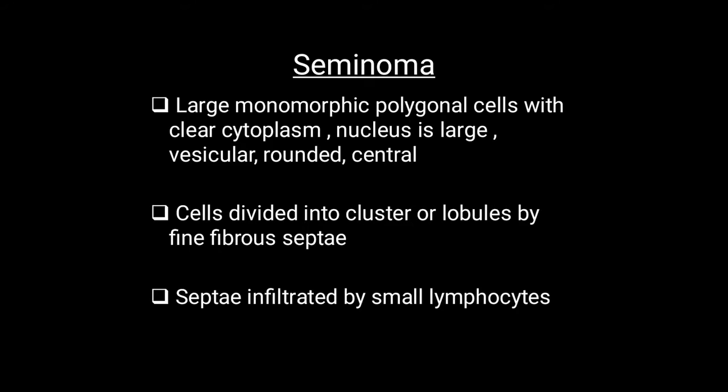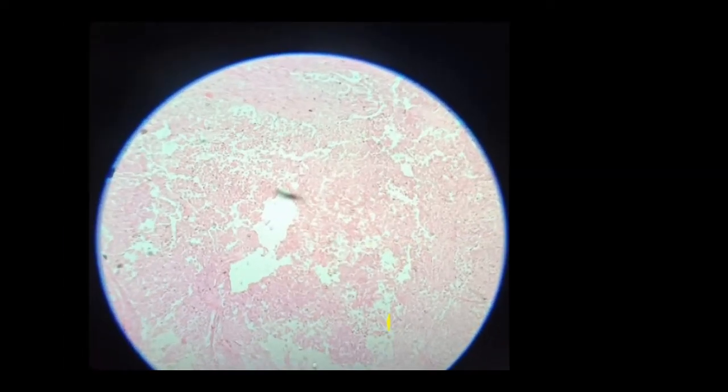The cells are divided into clusters or lobules by fine fibrous septa. The septa are also infiltrated by small lymphocytes. All the small cells proliferating in the slide that you can see are the malignant cells.